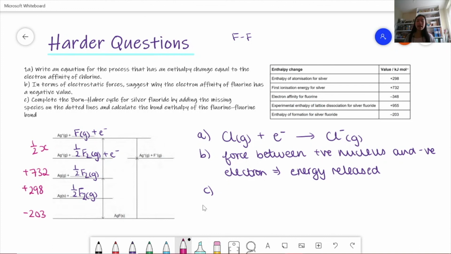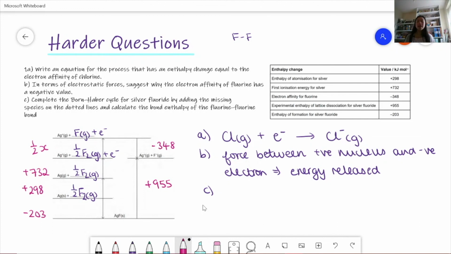And then the next thing that happens is this electron affinity for fluorine, and that is minus 348. And then the last thing that happens is that we've got the enthalpy of lattice dissociation for silver fluoride. So that means we're breaking the solid ionic compound into its separate constituent ions in the gas phase. And so that's why the arrow is going up. And this is plus 955 because it's an endothermic reaction.